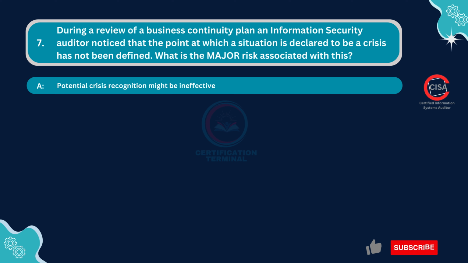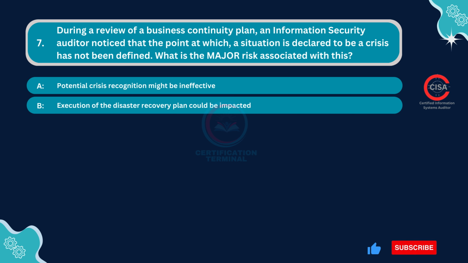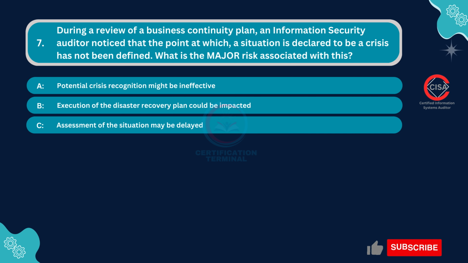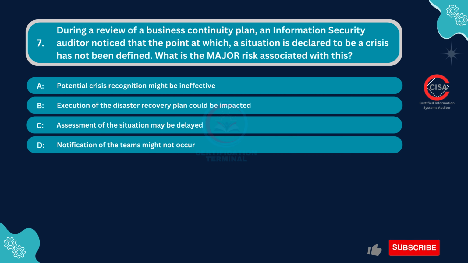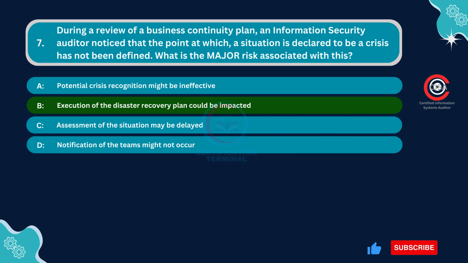Option A, potential crisis recognition might be ineffective. Option B, execution of the disaster recovery plan could be impacted. Option C, assessment of the situation may be delayed. Option D, notification of the teams might not occur. The correct answer is Option B, execution of the disaster recovery plan could be impacted.